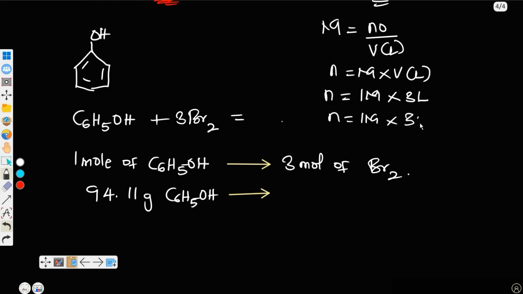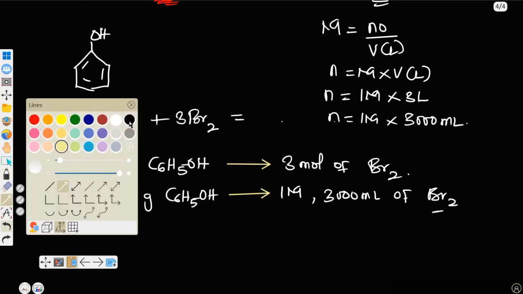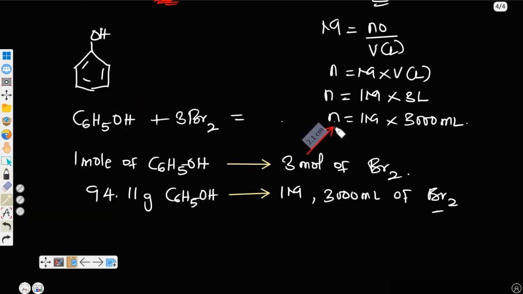To milliliter. So this is 3000 milliliter. So what you are going to have here will be 1 mole, 3000 milliliter of BrO2. So instead of putting 3 mole here, you just put 1 mole, 3000 milliliter. This 1 molar 3000 milliliter is still the same thing as 3 mole. Are you getting it? This N here is the same thing as your number of mole. Is that okay?